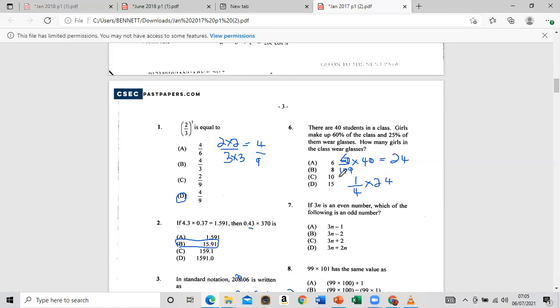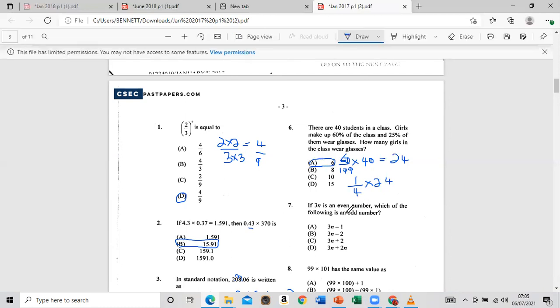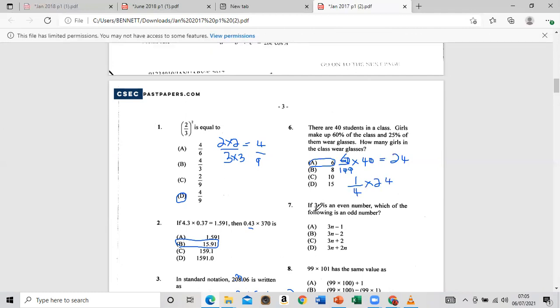So that works out to 6. As I said, I've done this many times. Nevertheless, some of you are probably joining for the first time, and I'm mindful of that. If 3n is an even number, which of the following is odd? Now we have odd, even. So subtract 1 or add 1, that would be odd. Alright.